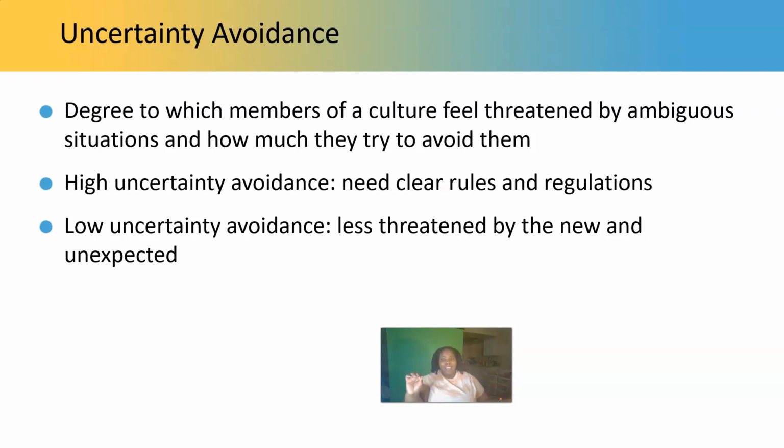So in high uncertainty avoidance, people in these cultures need clear rules and regulations. They might have a more structured culture, more structured family life.